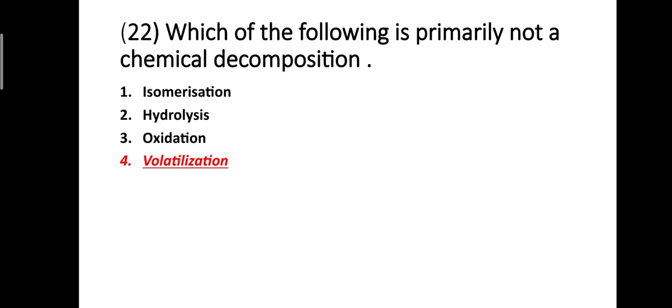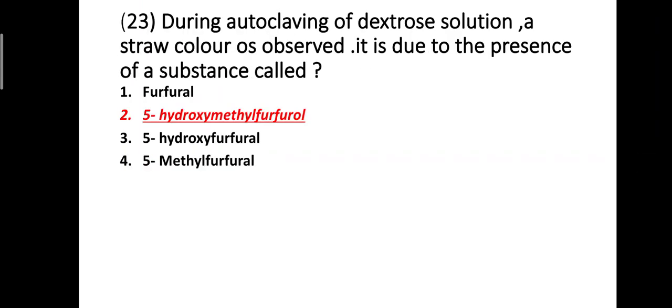Question number 22. Which of the following is primarily not a chemical decomposition? Option number first, isomerization; option second, hydrolysis; option third, oxidation; and option fourth, volatilization. And the correct answer is option number 4, volatilization.